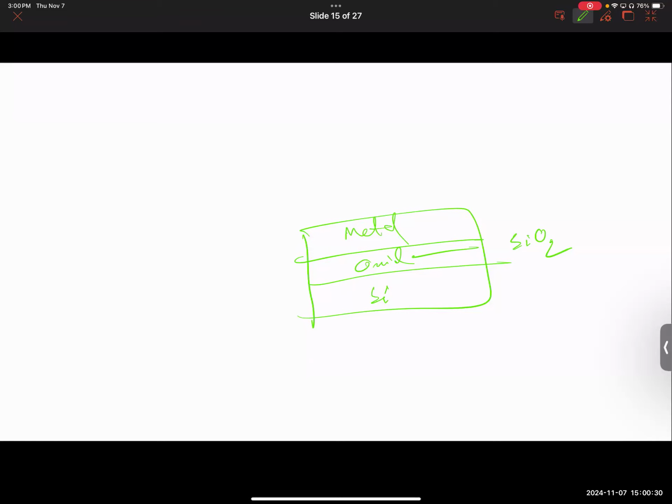But the metal could be anything. Why would the metal just stick there on top of the oxide? Wouldn't it just move away? Don't you think? So it's very challenging. It doesn't sound like much, but it's very challenging to keep a metal on top of an oxide.